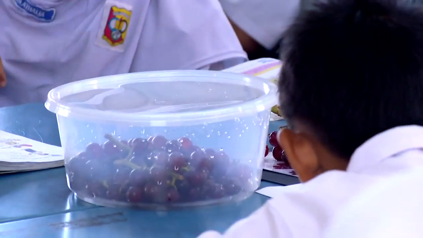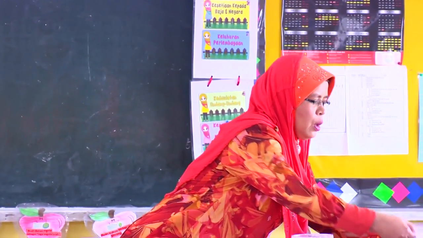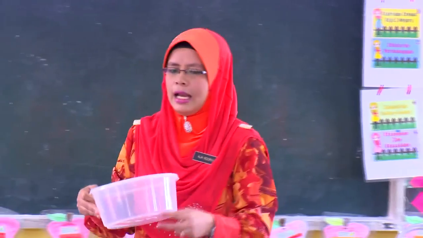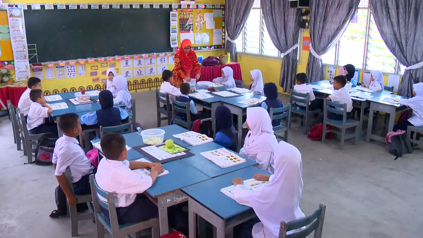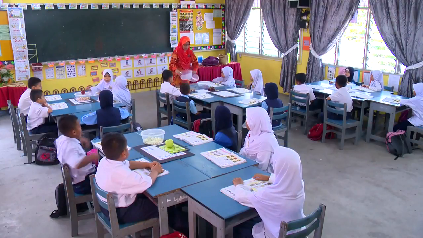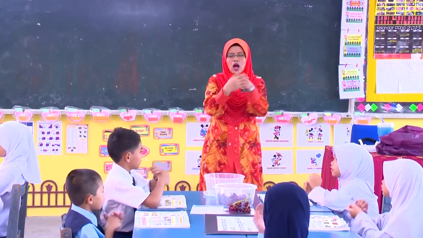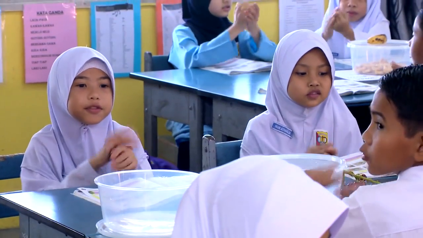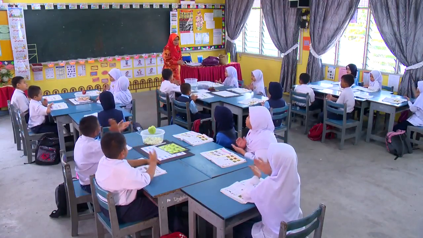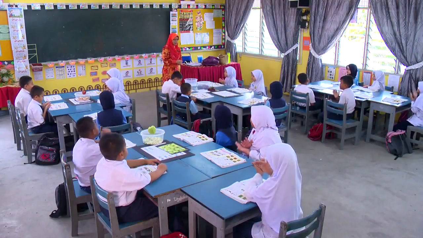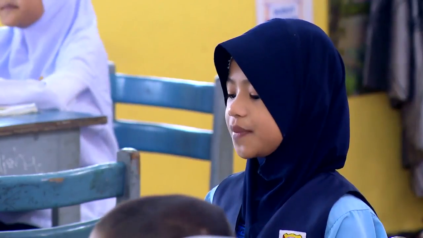Okay, now I want you to read it again. What you should do to make the fruit salad. Okay, I have a big bowl here. Okay, class. First one. What should you do? First one. Wash. Okay, wash your fruit. And then? Cut. Okay, cut the fruit. Okay, good. And then? Put them into a big bowl.